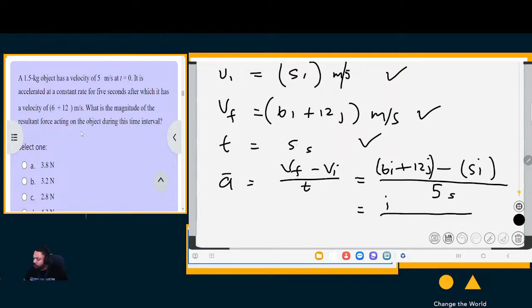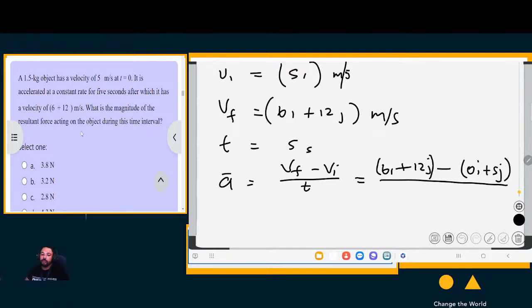Oh, sorry, this is supposed to be 5J hat, not 5I hat. So this would then be 0I hat plus 5J hat. Same problem, still the same problem. It's just that I assumed it was I hat, it's just J hat. So we have that 6I hat minus 0I hat is just 6I hat, plus 12J hat minus 5J hat is just 7J hat, over 5 seconds.